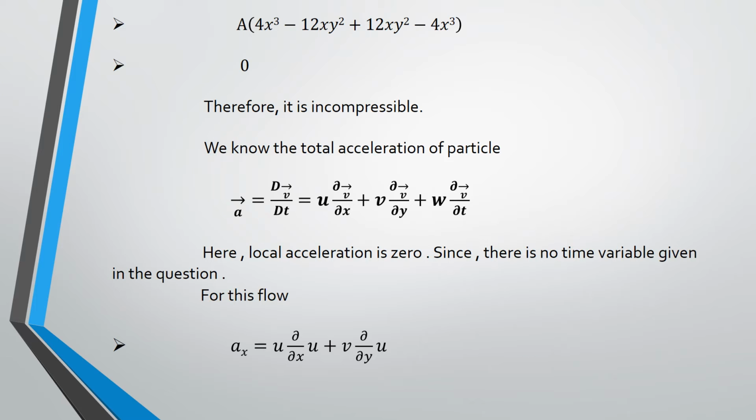Now, for the total acceleration of a particle, we know that a bar equals dV by dt equals u into dou V by dou x plus v into dou V by dou y plus w into dou V by dou z plus dou V by dou t. Here, the local acceleration, which is dou V by dou t, is 0 since there is no time variable given in the question. And for this flow, in the x direction, a x equals u into dou by dou x of u plus v into dou by dou y of u.